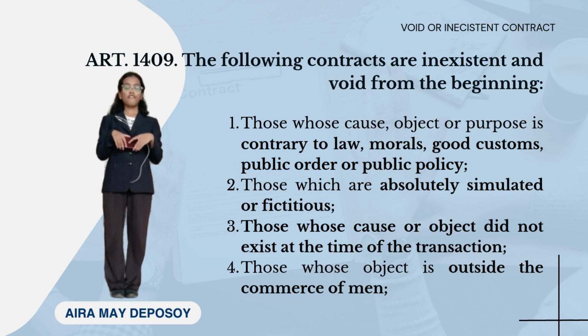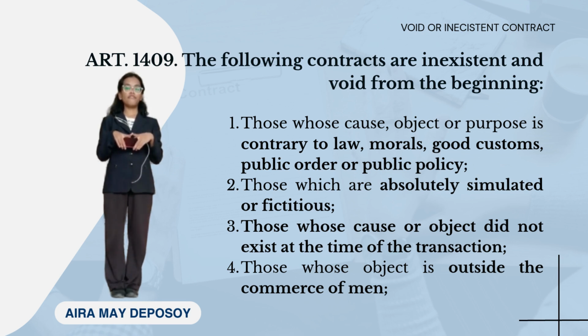Another example of a void contract is those contracts whose cause or object did not exist at the time of the transaction. For a contract to be valid, it needs a real cause or reason and object, the thing being transacted. If they are missing, the contract is void. For example, Anna sells land to Ben for 100,000, but there was no intention of payment. If there is no actual payment or consideration, the cause is fake, so no real sale happened. The contract is considered void.